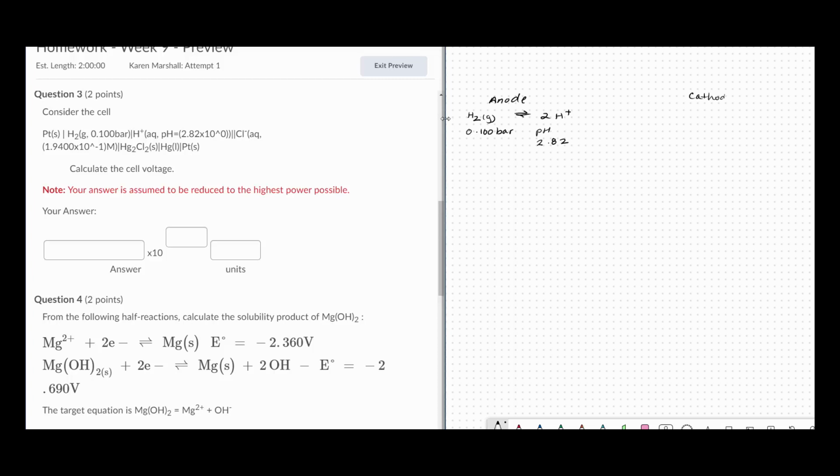And at the cathode, now I'm leaving this undone on purpose. So at the cathode, I have the chloride ion at a concentration of 0.194 capital M molar. And then I have solid mercury, Hg2Cl2, and liquid mercury. Well, what if that stops me? What if I can't remember how these things react?